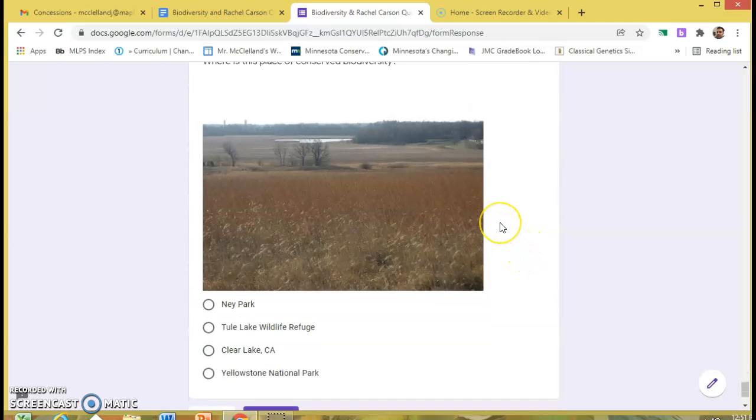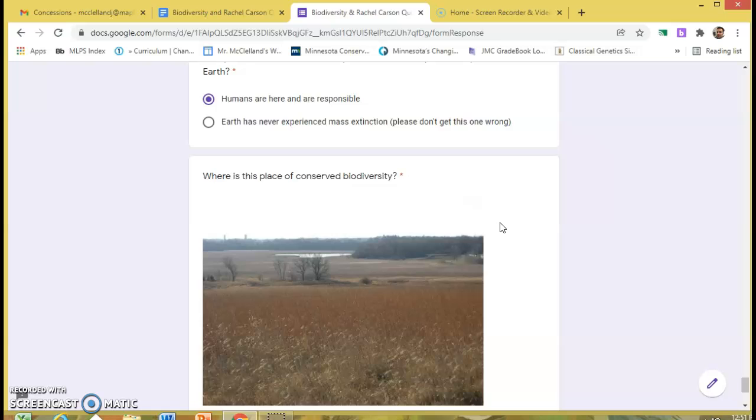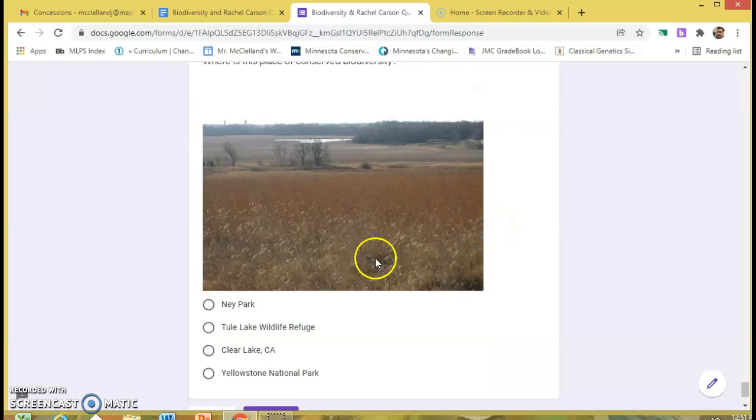Where is this place of conserved biodiversity? This is actually near a bench overlooking the park known as Nye Park, a couple miles down the road.